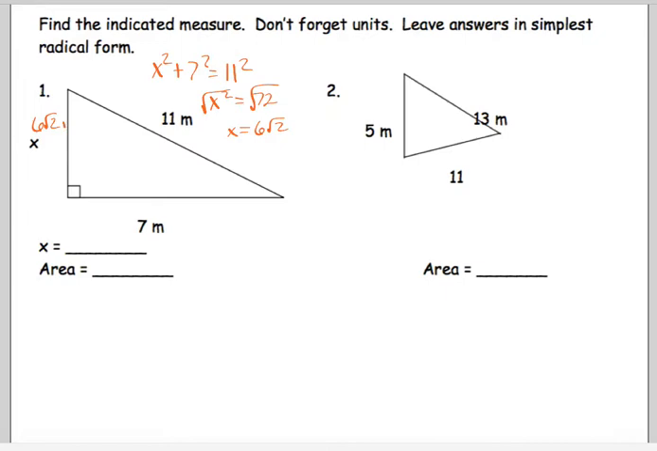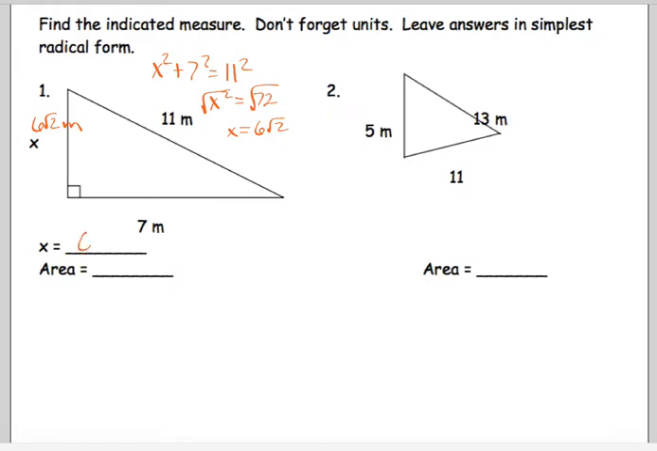And it does have units. Watch for units, particularly on this area and perimeter unit, because that's very classic to have units on your figures and have to do meters squared for area, or perimeter would just be meters.